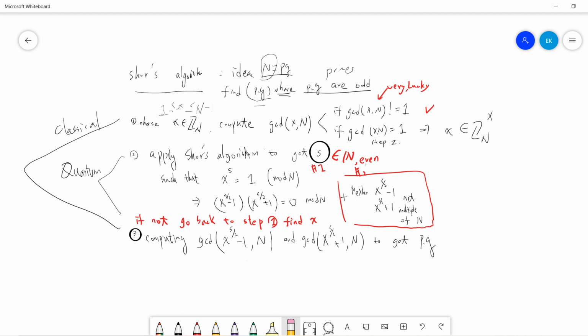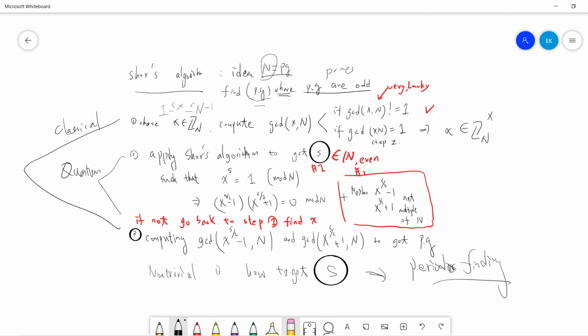So the non-trivial part is how to get s, and this is called the period finding problem. Actually, Shor's algorithm is basically one kind of period finding.